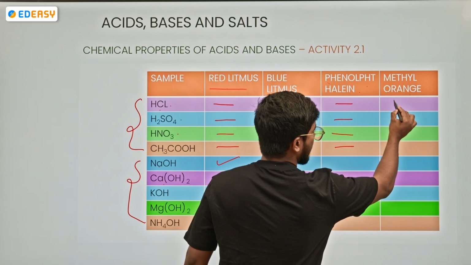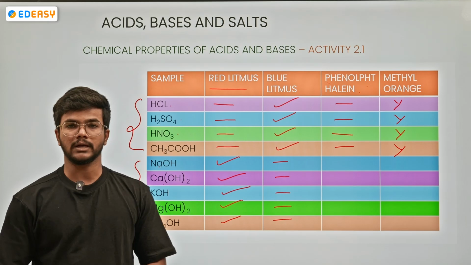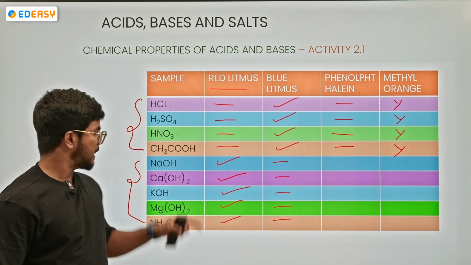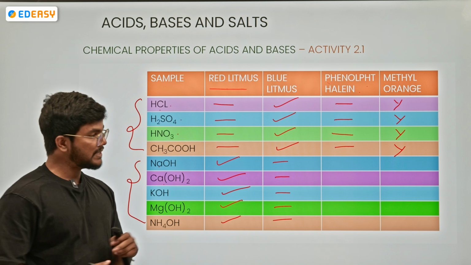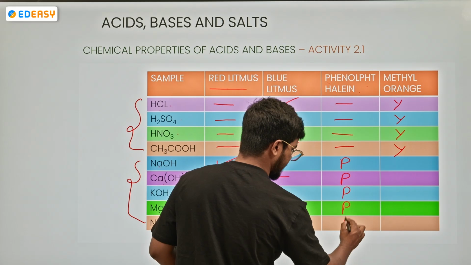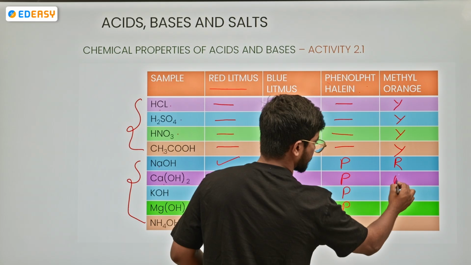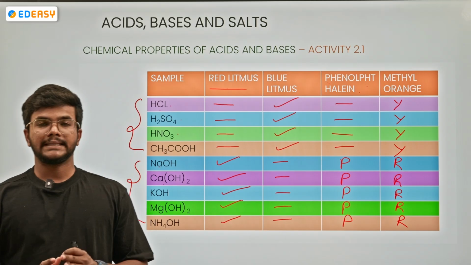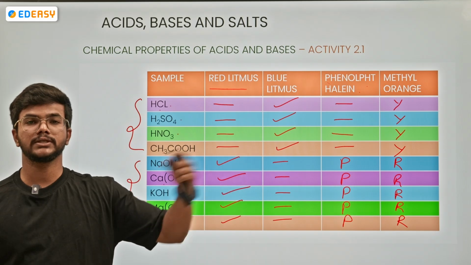Which color? Yellow color. Here the four solutions give yellow color. Whereas NaOH, calcium hydroxide, potassium hydroxide, magnesium hydroxide and ammonium hydroxide will change the color in the phenolphthalein indicator to pink. So they indicate pink in color, whereas methyl orange will change its color into red. So methyl orange indicates the acid solution as yellow and basic solutions as red color.